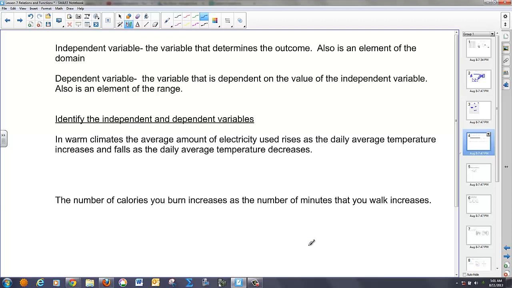Let's throw some more definitions at you. If we talk about an independent variable, that's going to be the variable that determines the outcome, and it's also typically an element of the domain. When we talk about a dependent variable, it's the variable that depends on the independent variable. So that's going to be the y value, or what the output value usually is.